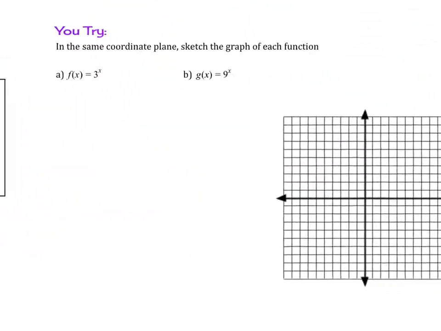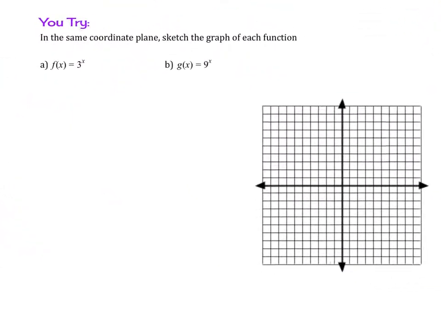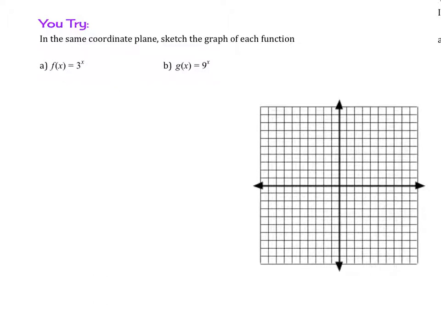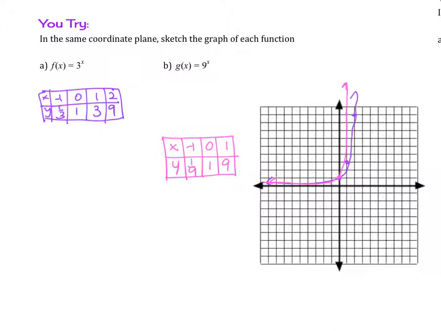So you can go ahead and try that for 3 to the x and 9 to the x. So pause the video, and when you come back, I'll have the graph for you. Okay, if you tried this out, this is what you would have gotten. So I hope that helps.